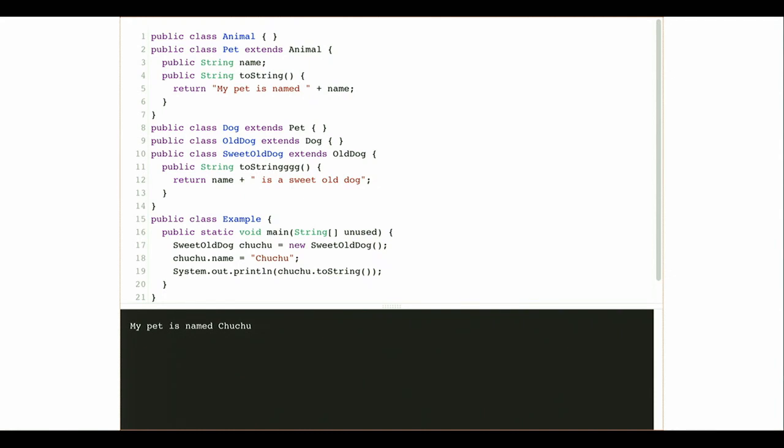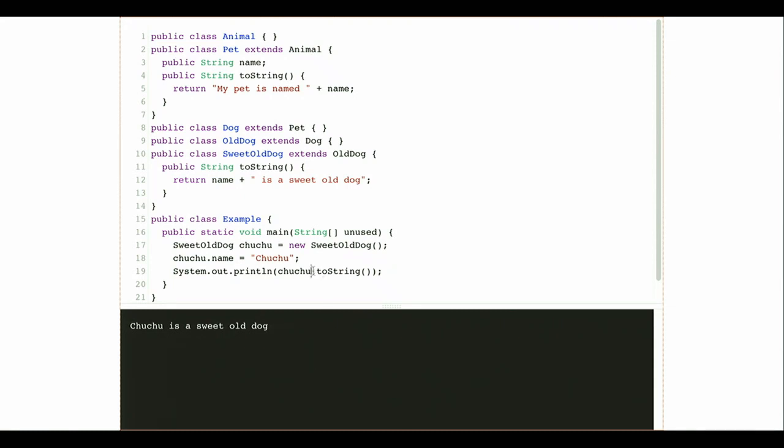So the key thing to understand here is that Java will start looking in the class that the object is. Choo-choo is an instance of SweetOldDog. That's what's to the right of new. So that's where I start looking for a method to use. It will then walk to the parent, to the parent's parent, all the way until it gets to Object. If it finds a method that matches the signature it's looking for, it will stop.